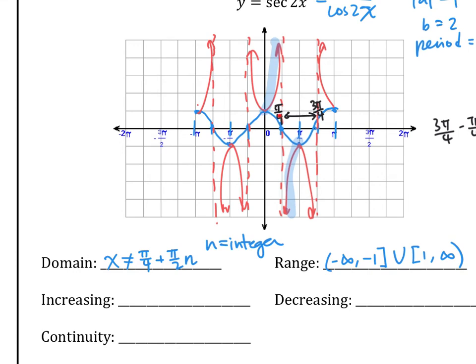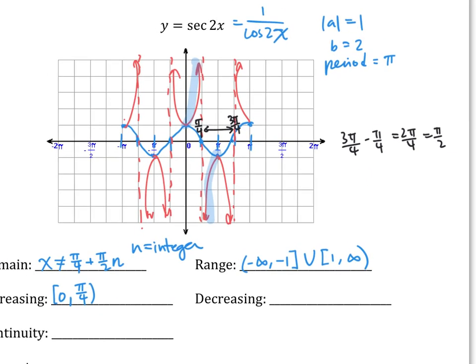From where to where is this part increasing? Well, it's increasing from this x point to this x point. So that is from 0 to pi over 4. Do I include 0? Do I include pi over 4? I do need to include 0 because there's an actual point. I don't include pi over 4 because there's no point there. That's a vertical asymptote. This shape will keep repeating every period because this is a repeating pattern.